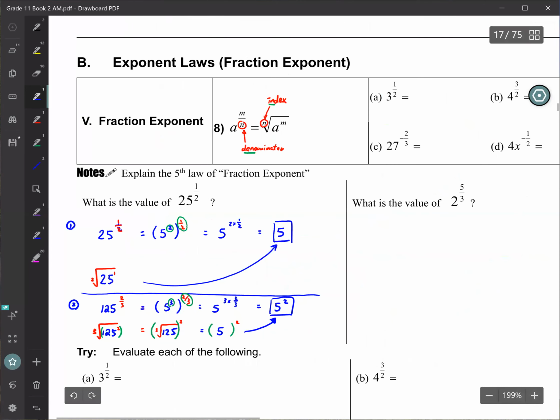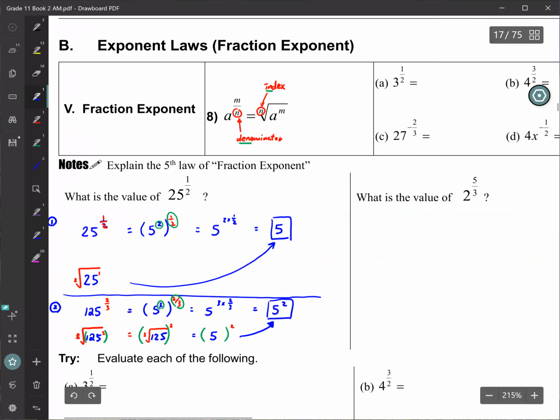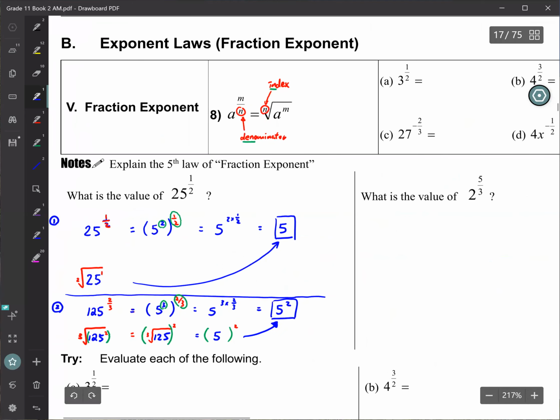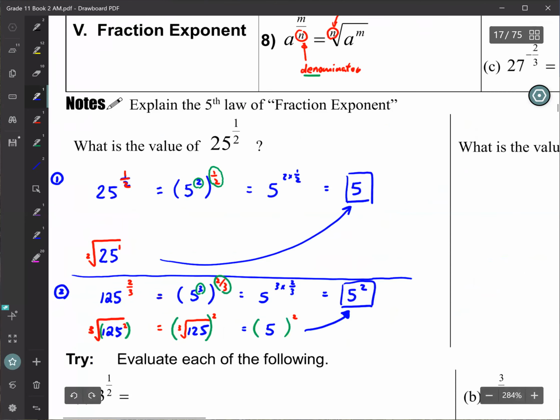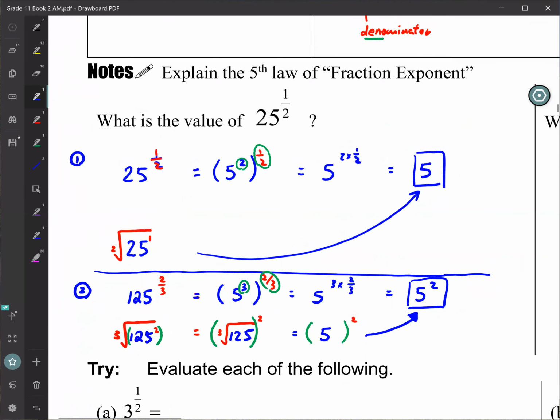So we are going to look at one more. What is the value of 2 to the 5 over 3? If it's asking like the last two questions, if it's asking the value, then you need to simplify as far as possible. So for the second one down here, you will say it equals 25. Okay, then that will be the value.